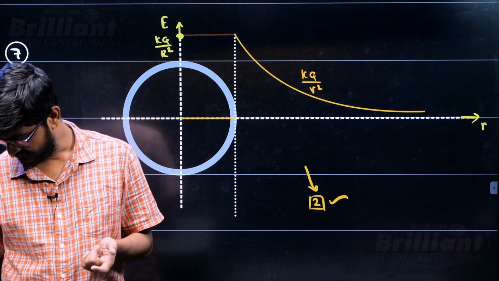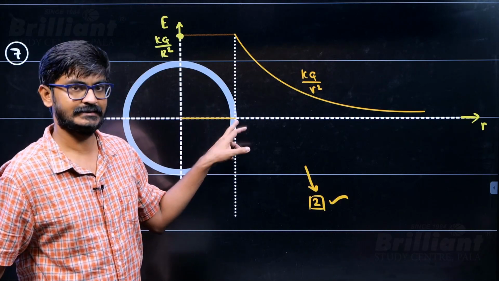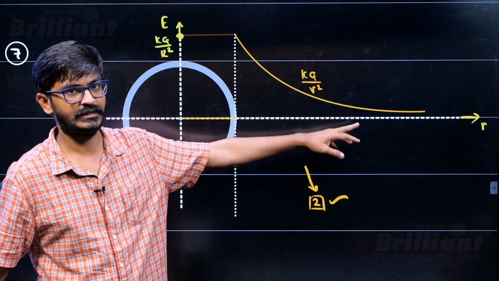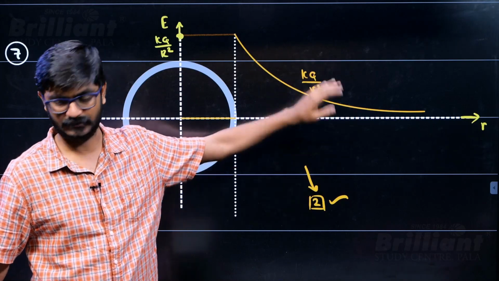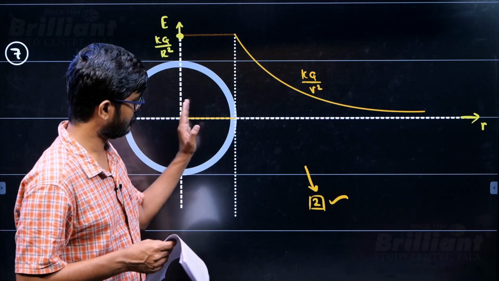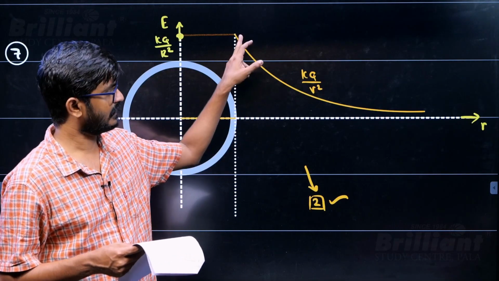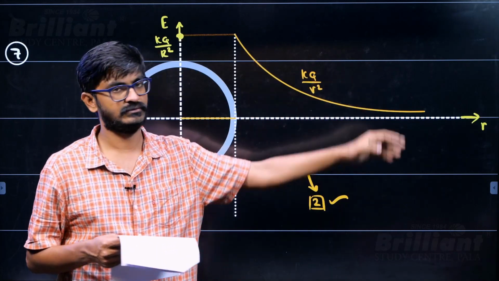Anyway, what they are asking: when you increase the distance, inside it is 0, but outside it is going to reduce, inversely proportional to r square. So option 2 will be correct: 0 as r increases from here to the surface, and decreases as r increases from the surface to infinity.